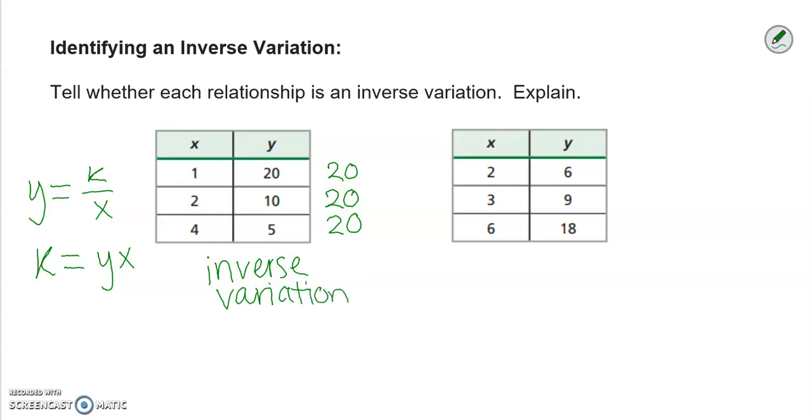Now we're going to the table on the right. We have 2 and 6, so 2 times 6 is 12. 3 times 9 is 27. As you can already see, that's not constant, so we don't even have to do our 6 multiplied by 18, because these two numbers, the 12 and the 27, aren't the same. So we already know our k is not going to be constant, so this is not an inverse variation.